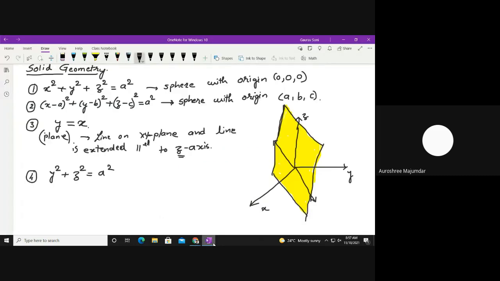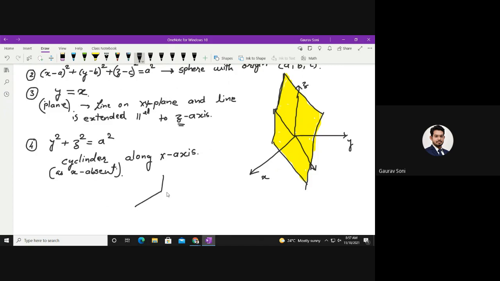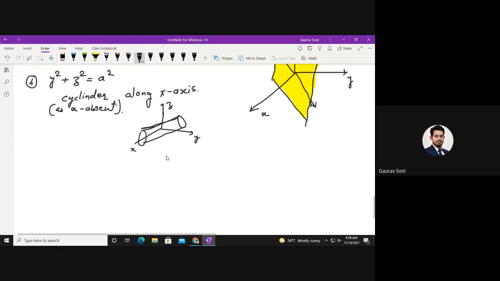Yes, sir. Let's go back here. So this is a cylinder along the x-axis. For a better understanding later when you read it, I will give in a bracket: x is absent. You can draw the diagram here, X, Y, Z axis. So it will be a cylinder like this.